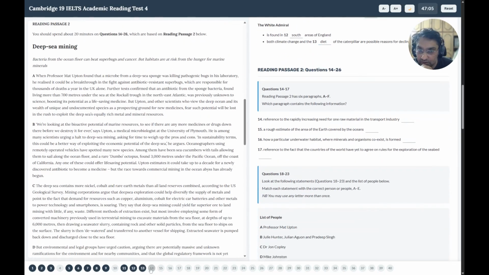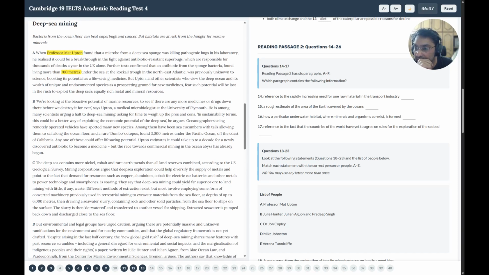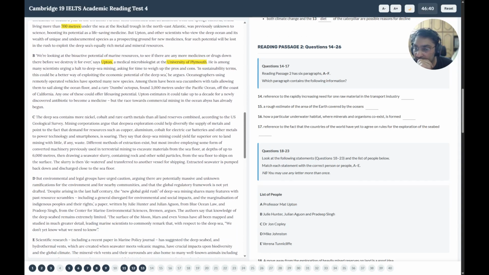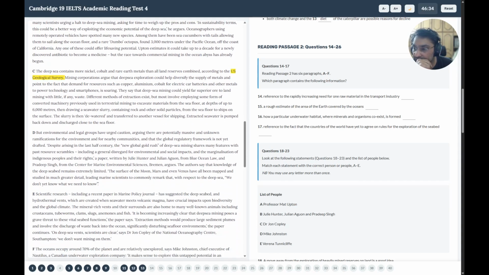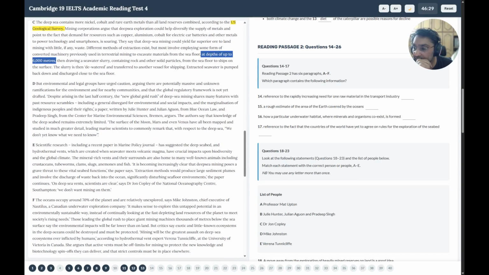So let's go on to question number 14. Okay, so what is the answer to question 14? The way it works in this is, always skim, try to scan all the numbers, the names. It says Upton, University of Plymouth, then U.S. Geological Survey. Highlight this as well. We've got at depths of up to 6,000 meters.